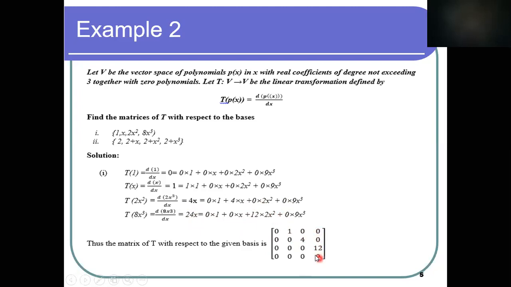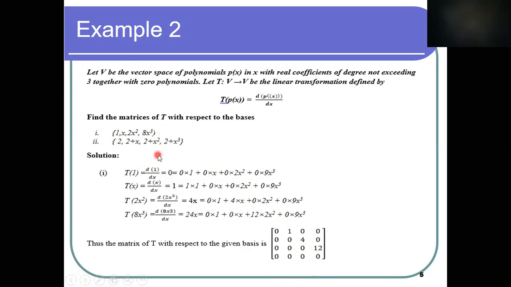So in that case, the matrix of transformation with respect to these bases: you first apply the transformation, then write the resultant as a linear combination of these basis elements. In that case, this will be the matrix of transformation.